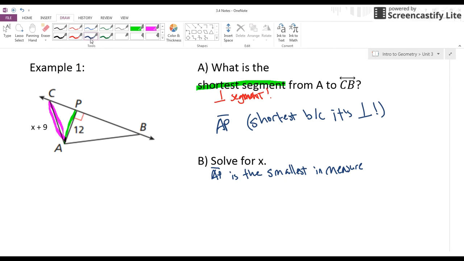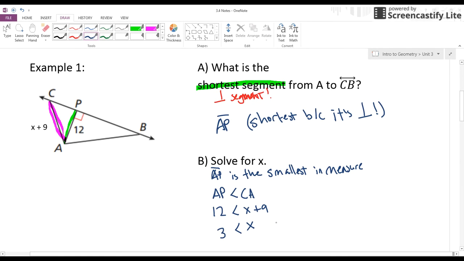So you can write an inequality. No matter what, AP is going to be the smallest, so it's going to be less than x plus 9. Oh, sorry, let's use notation here. It's going to be less than CA, that measurement, and then substitute. 12 is going to be less than x plus 9. Then use your algebra, subtract 9 from both sides, and we see that x is greater than 3.